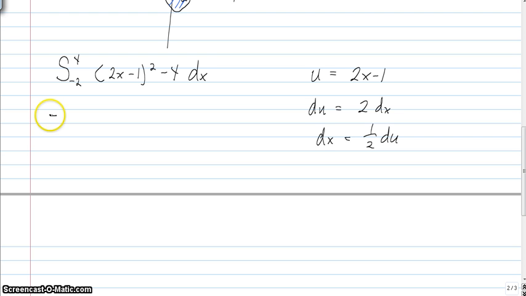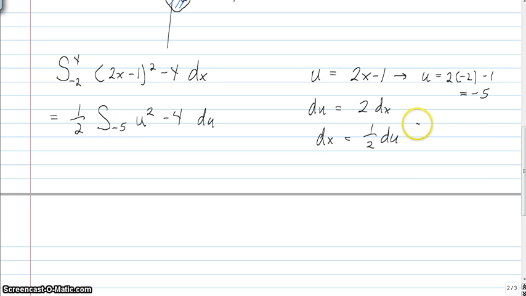So of course this is going to equal, my constant 1/2 I'm going to go ahead and pull out of the integral. This would be then just u squared minus 4 with respect to u, and I've got to change my limits. So here when x is negative 2, u is negative 5. And when x is 4, u is 7.